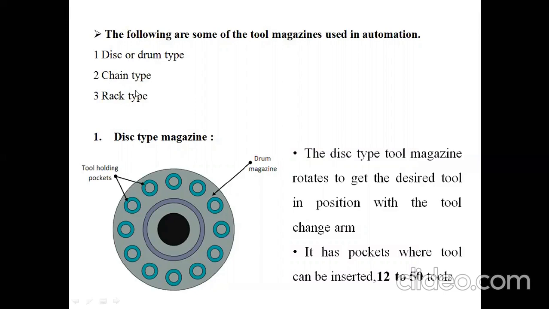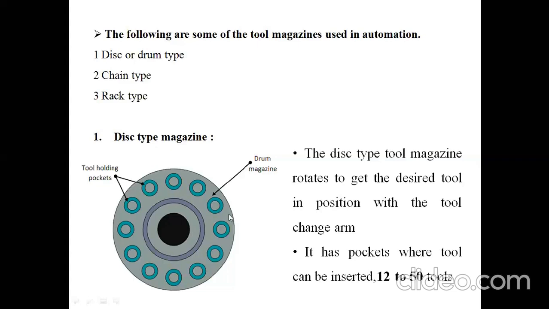In case of the first, disc type of magazine, this is the image of your disc type of magazine. You can identify the gray portion is your drum or magazine. Over this drum, slots are provided, which are represented by blue color tool holding pockets. These pockets are provided according to the size of your drum.